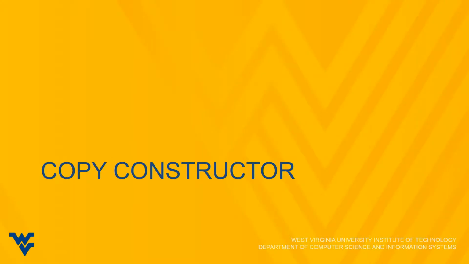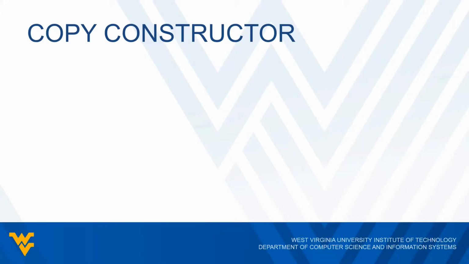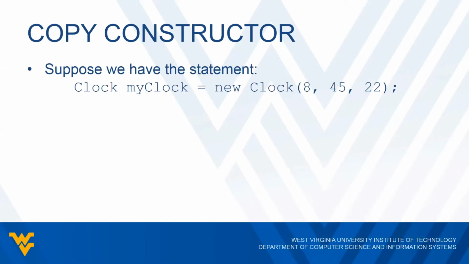The next feature we'll take a look at is what we call the copy constructor. Let's suppose we have the following statement. We have Clock myClock, and we set that equal to new Clock, and we pass 8, 45, and 22. So we see that we're creating an object of the Clock class where 8 is the hour, 45 is the minute, and 22 is the second.